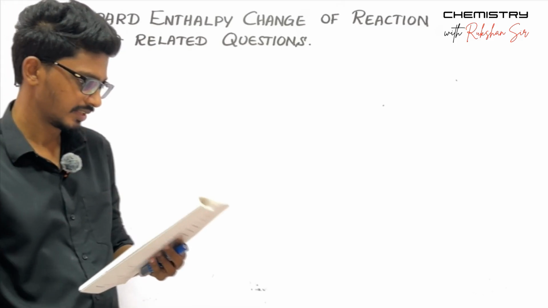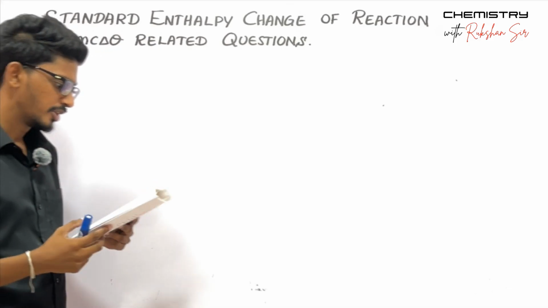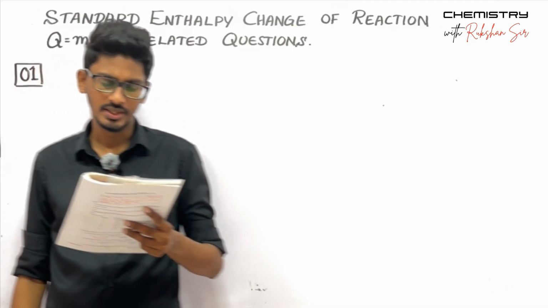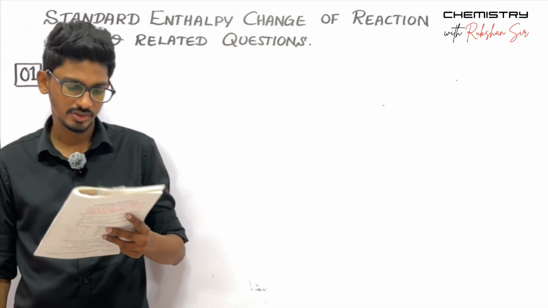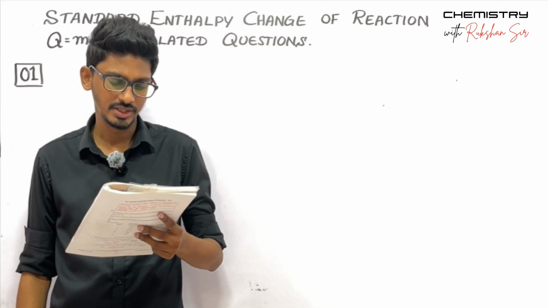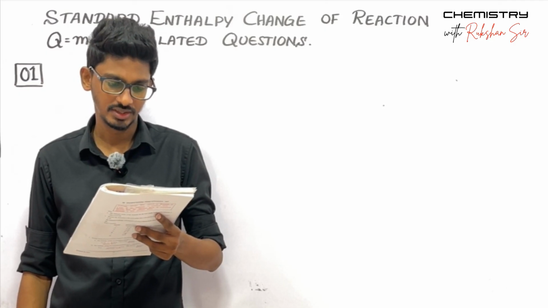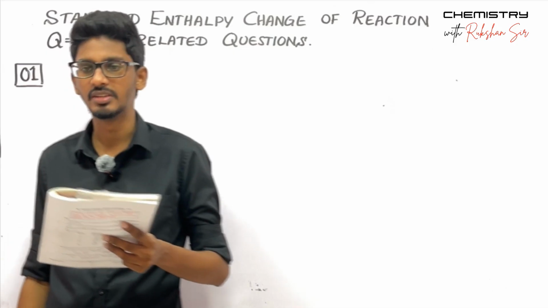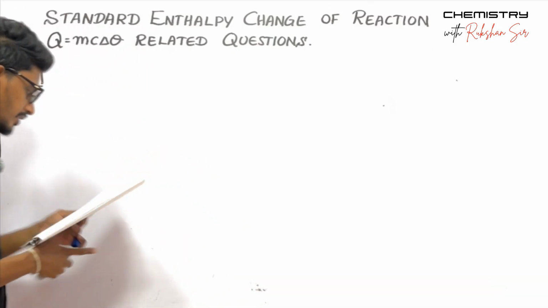See what they are saying. 0.025 moles of solid sodium carbonate were mixed with 75 cubic centimeters of 1 mole HCl solution. Temperature raised by 36 Kelvin. Calculate the enthalpy change of the reaction. See what they have done first of all.